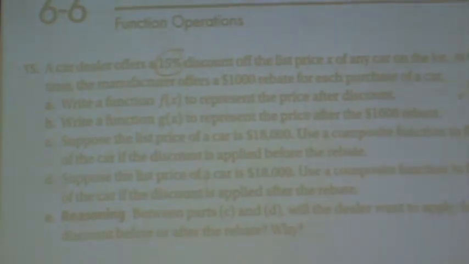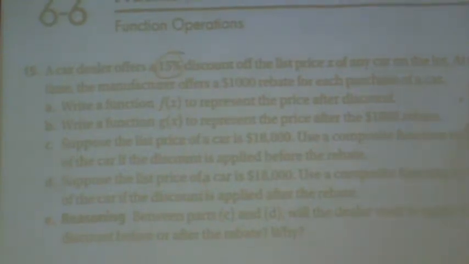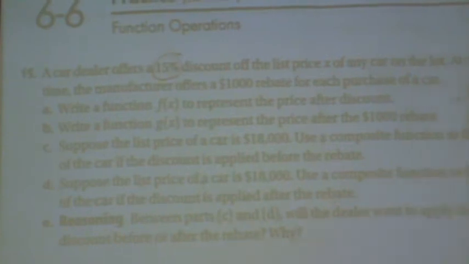For B, it says write a function to represent the price after the rebate. So the cost of the car minus $1,000 would be that answer. Now for C, it says suppose the list price of the car is $18,000. Use a composite function to find the price of the car if the discount is applied before the rebate. So in other words, you're going to do first the 85% of the price, then the 1,000.